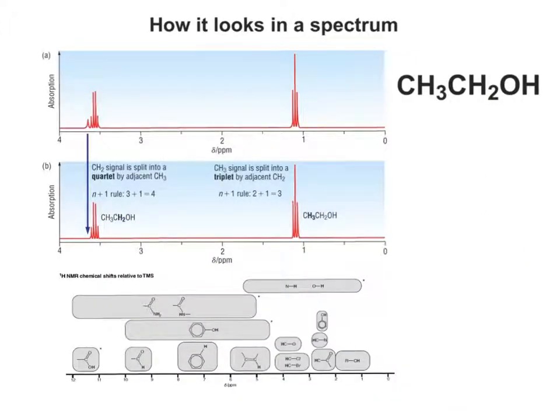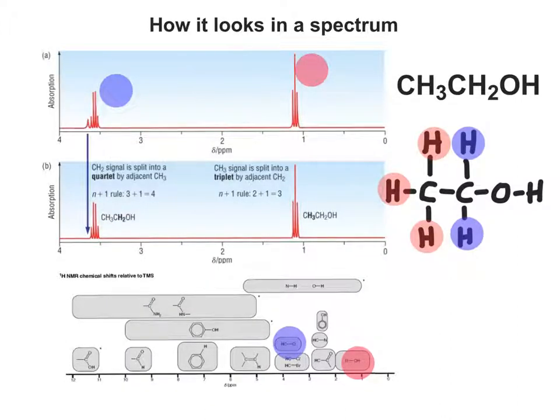So let's look at a very simple example like ethanol. I've brought the data sheet into the bottom of the screen for you. So let's try and explain what's going on here. You can see that there's a splitting going on. There's a triplet at 1.2, and there's a quartet at 3.6. So what's going on with the splitting?